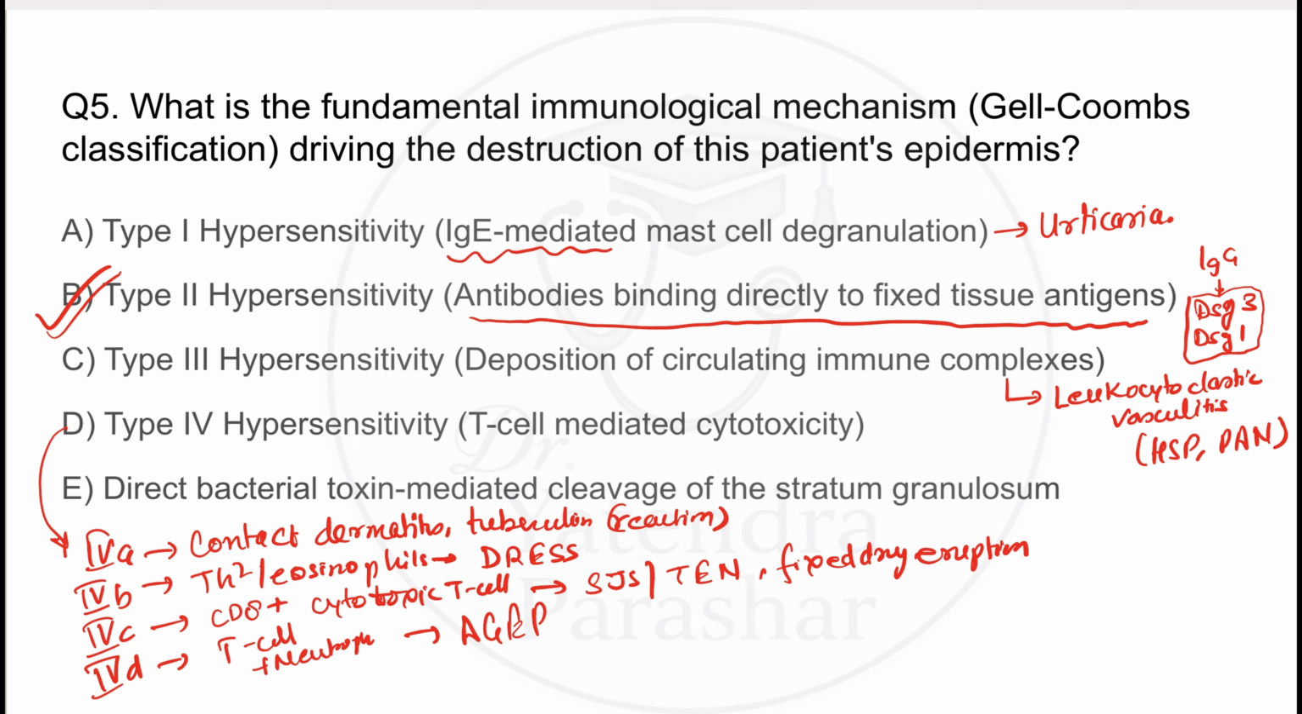So option E, direct bacterial toxin mediated cleavage of the stratum granulosum. No, this is the case of staphylococcal scalded skin syndrome. So option B is the correct option.